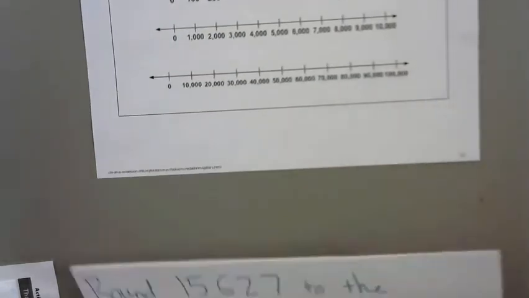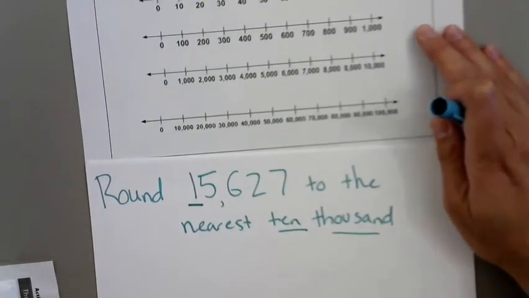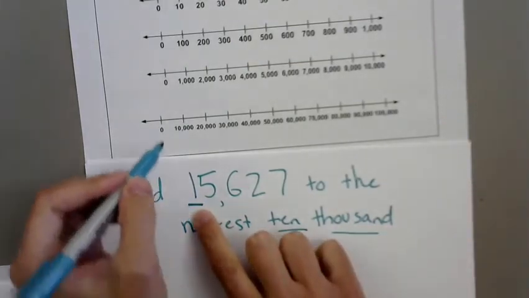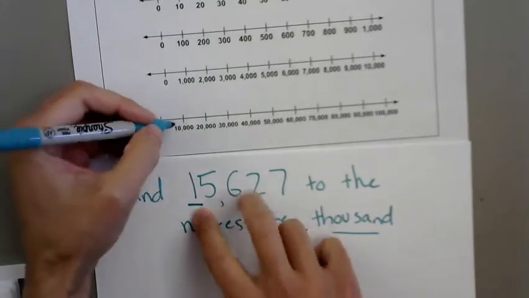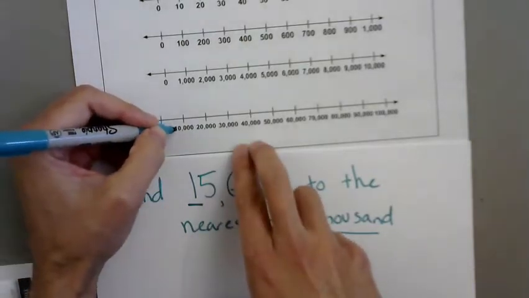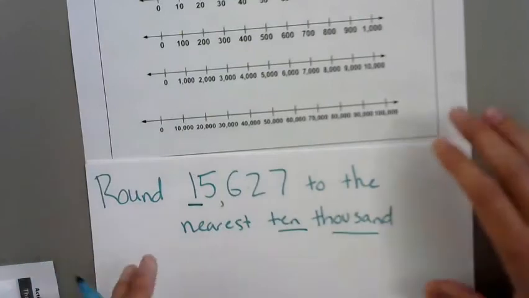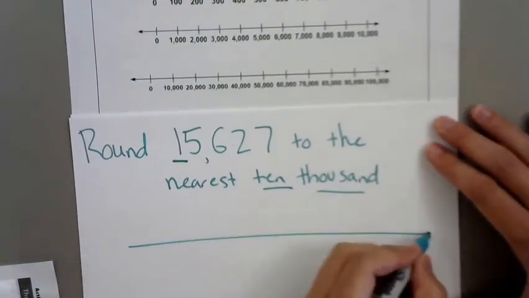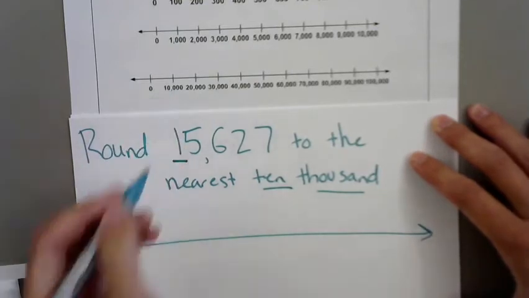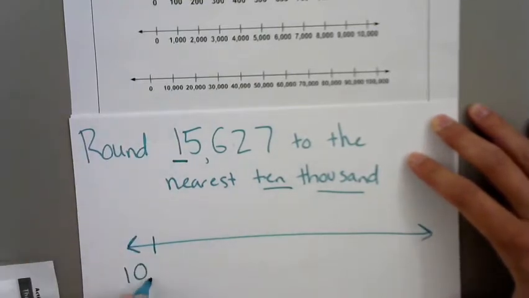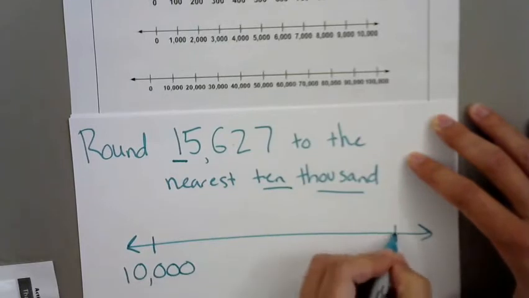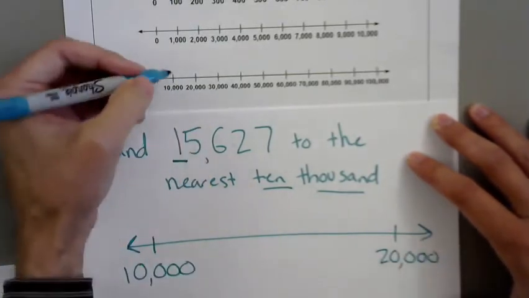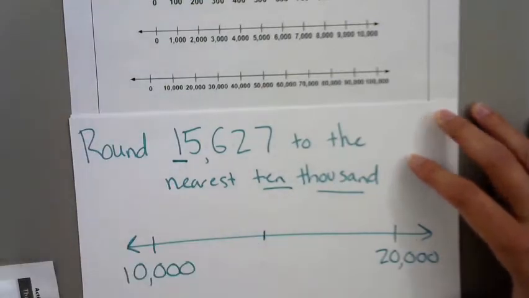So between which two 10,000s would this number fall? Well, there's a 1 in the 10,000s place, so it must be a little bit more than 10,000 and less than 20,000. So let me put that on my number line. It's between 10,000 and 20,000. I can see from this number line, it's somewhere in the middle. So it would be halfway between these.